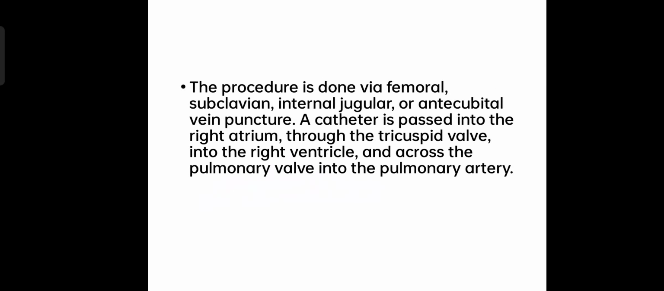The procedure is done via femoral, subclavian, internal jugular, or antecubital vein puncture. A catheter is passed into the right atrium, through the tricuspid valve into the right ventricle, and across the pulmonary valve into the pulmonary artery.